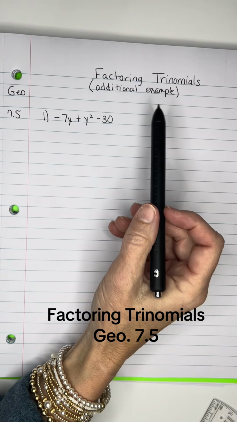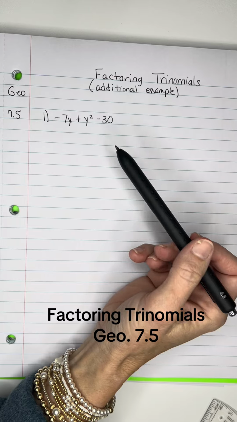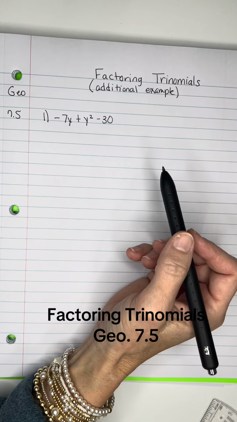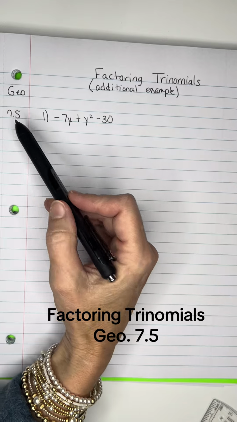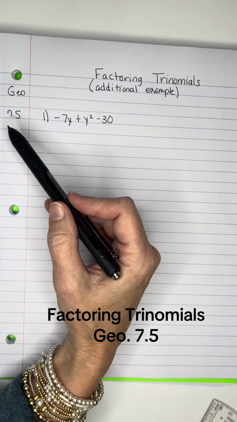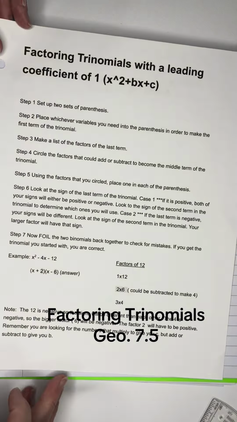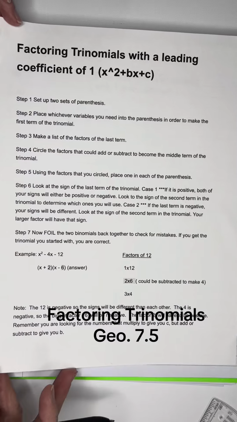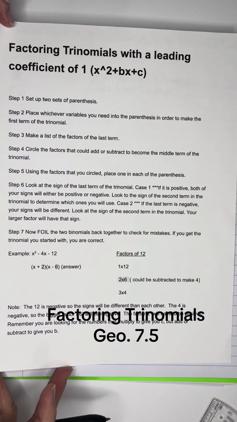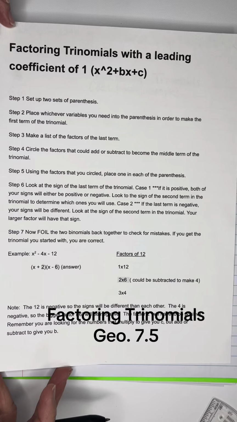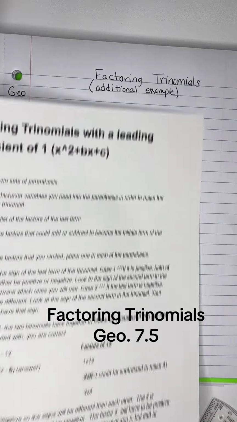We're going to do an additional example with factoring trinomials where it's just a little bit trickier than the ones we did. This is from Geometry Chapter 7.5. You can go there to see more examples. Also, you may want to take a screenshot of the steps here, so that when I'm talking about it and you want to go back and look at it, you can get that.